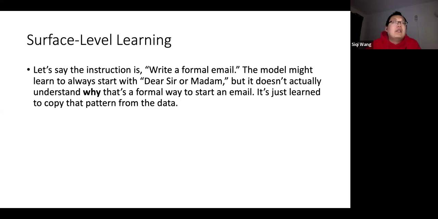As an example, let's say the instruction is write a formal email. The model might learn to always start with dear sir or madam, but it doesn't actually understand why that is a formal way to start an email. It just learned to copy that pattern from the data. This means the model might follow instructions in form, but not necessarily in substance. It's like the model is following a script without really understanding the task.